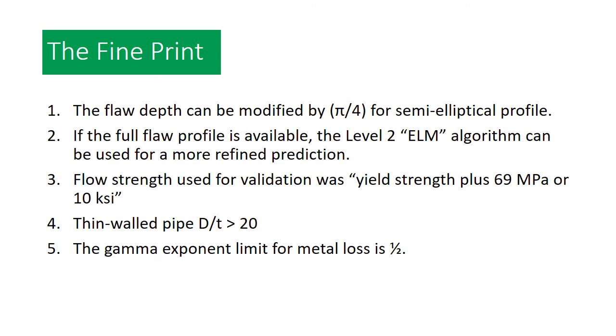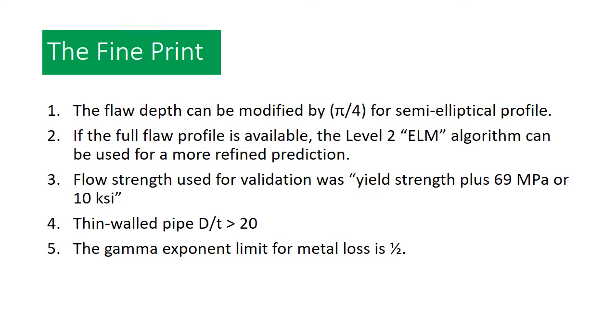Now, if you do have a full flaw profile, I have also developed a level 2 algorithm. So it's a little bit like R-string, but there are a couple of key differences. And my ELM algorithm can be used for a more refined prediction. I'm not going to tell you all the details of how that works right now, but I will tell you the results of how well that ELM algorithm does when I use it on the full flaw profile. The flow strength I've used for all the validation is yield strength plus 69 megapascals or 10 KSI. That's pretty standard. I did not mess around with any of the other variations.